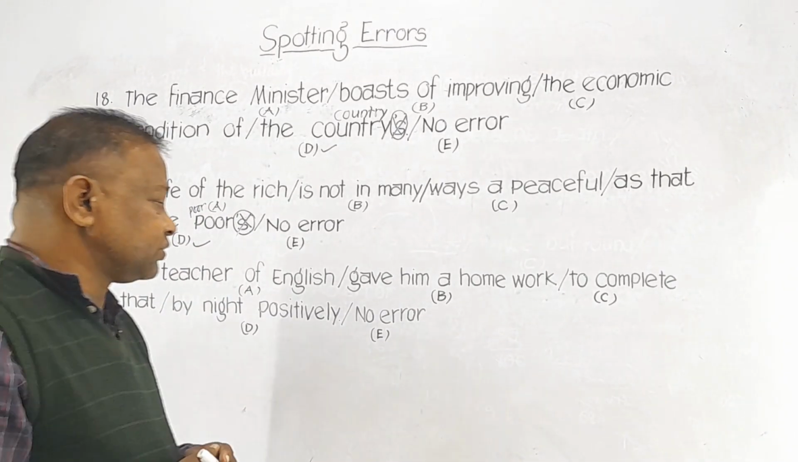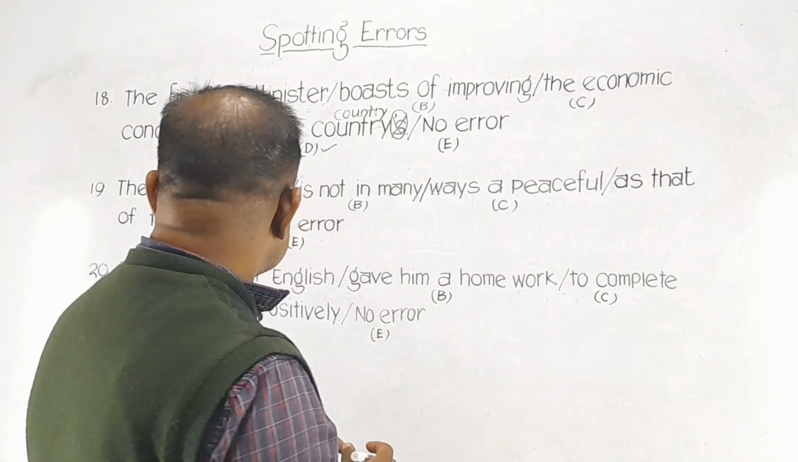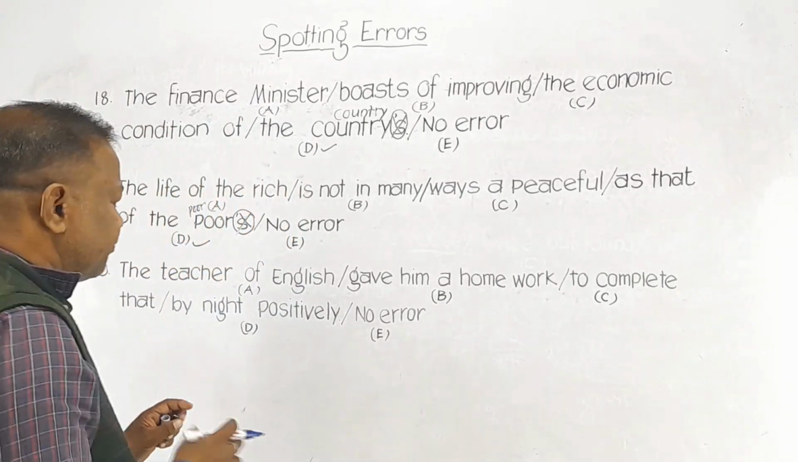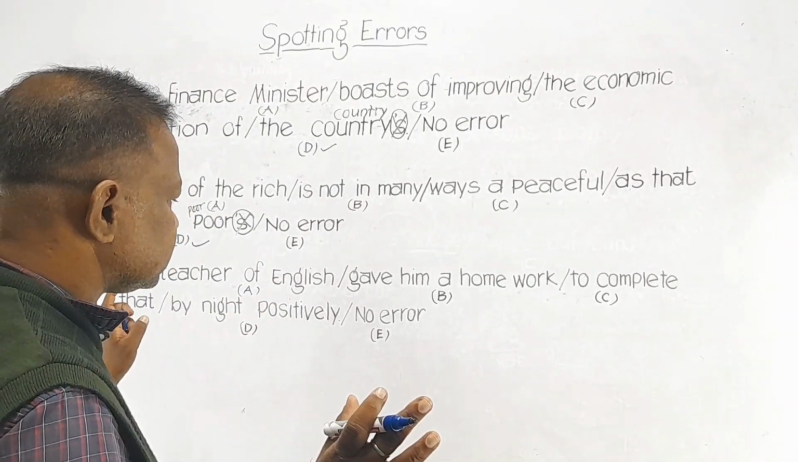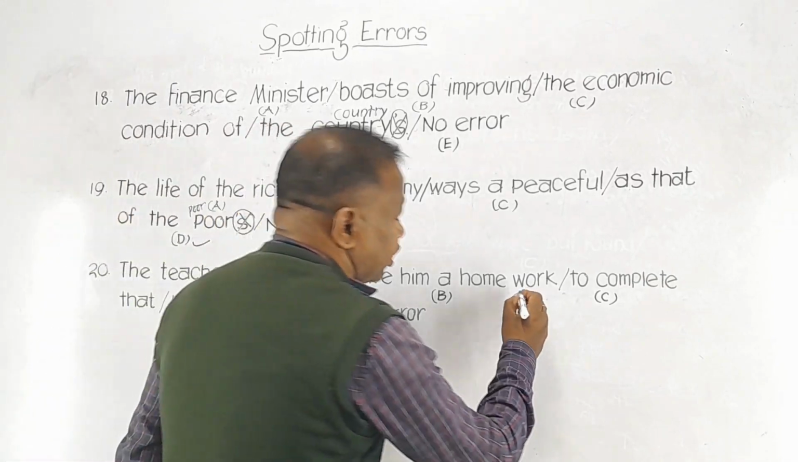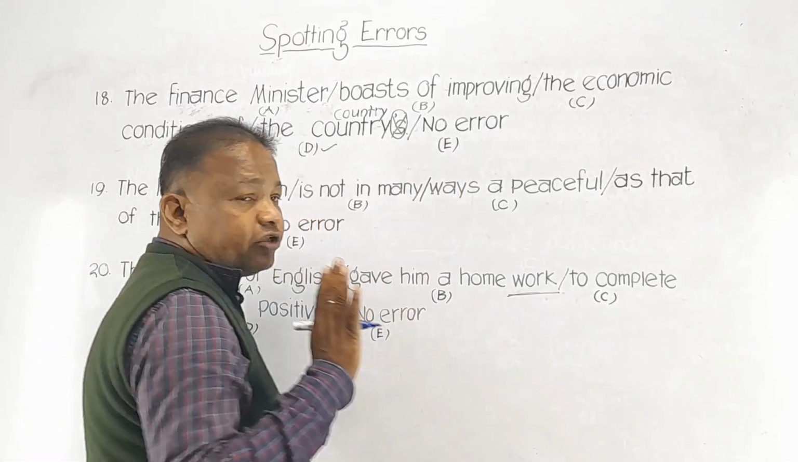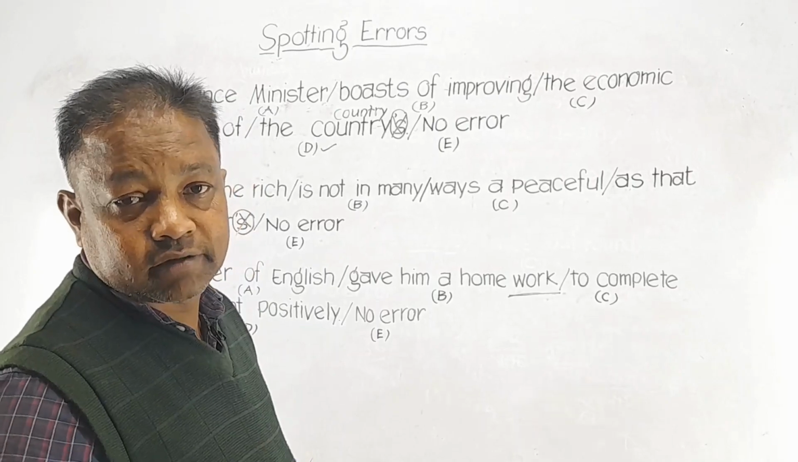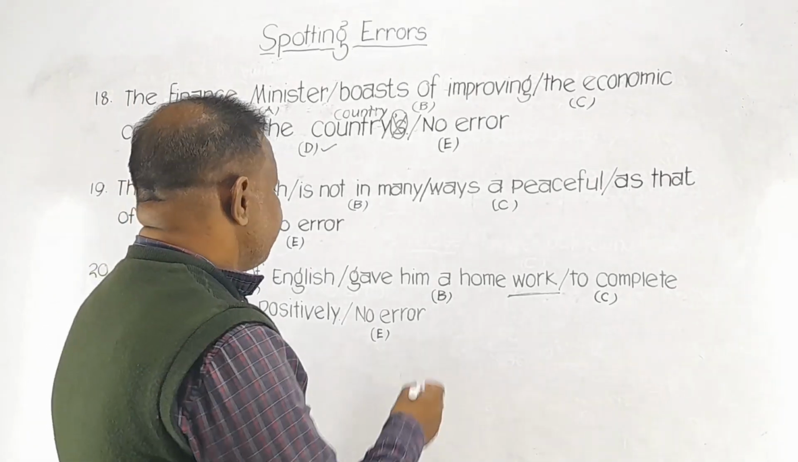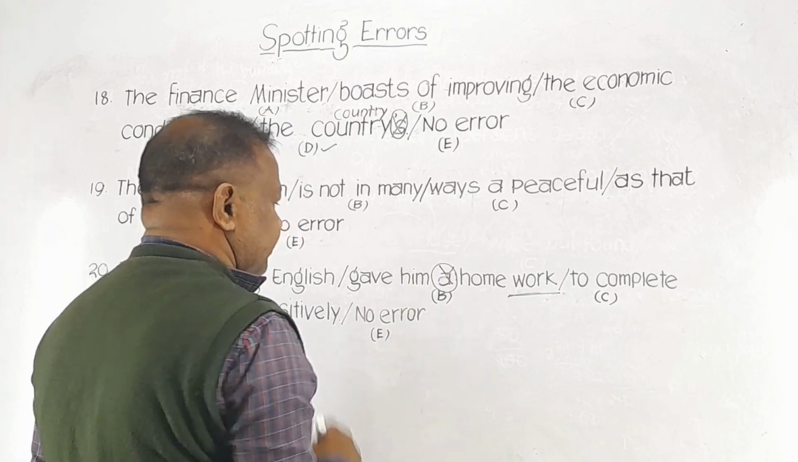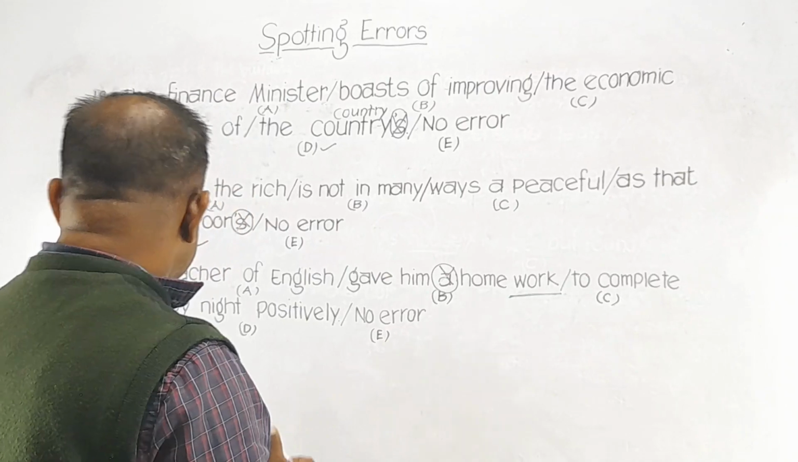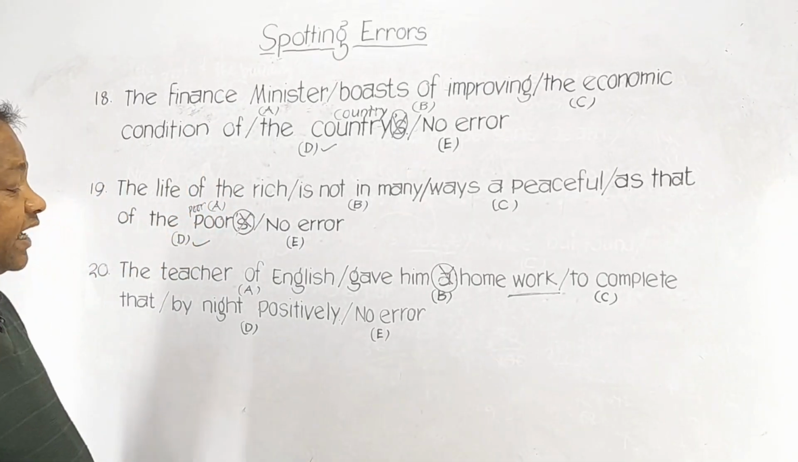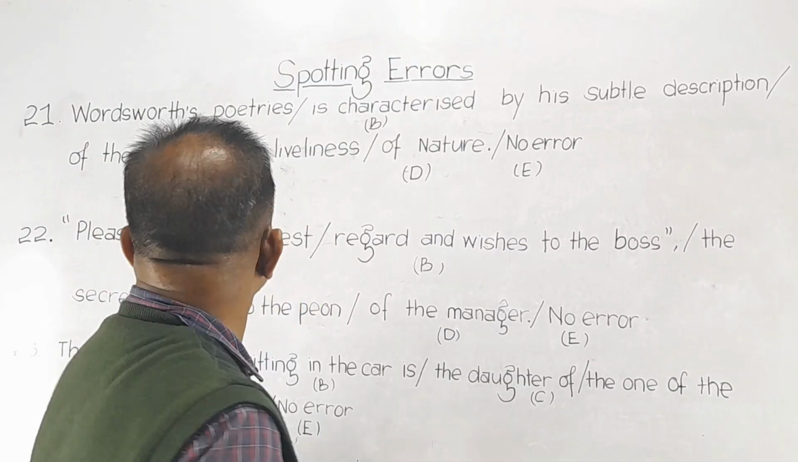Number 20. The teacher of English gave him a homework to complete that by night positively. The teacher of English, it is absolutely correct. But where is the error? Gave him a homework. Yes, work. This one is an uncountable noun. We should not use any indefinite article before any uncountable noun. That's why error is here. You should not use a. So the answer is the teacher of English gave him homework to complete that by night positively. So the answer is part B. Here is the error.